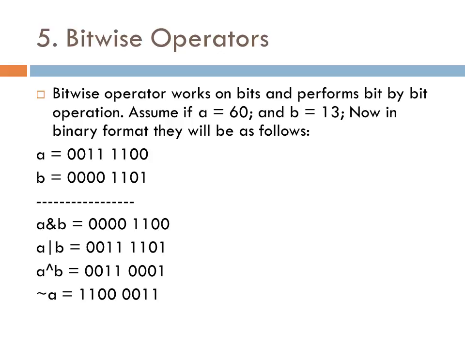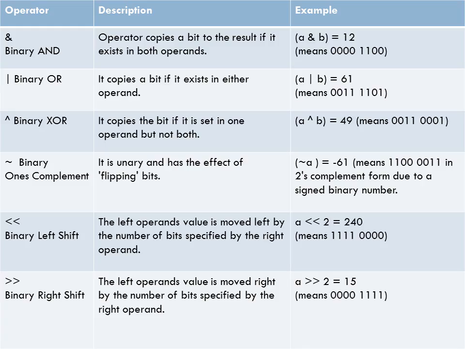Next, complement of A. In order to make the zeros into ones and ones into zeros, we have to use this complement operator. The table shows the list of operators and their description and examples: binary AND, OR, binary XOR, complement, left shift and right shift. Left shift is used to shift all the bits by one position to the left. Then we have to use the left shift operator.